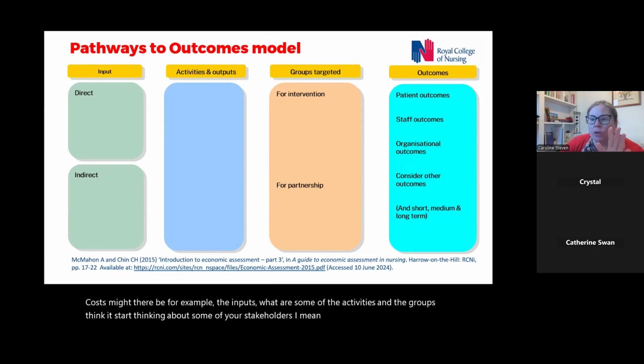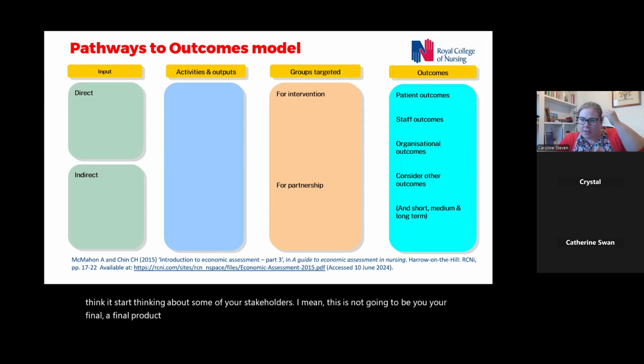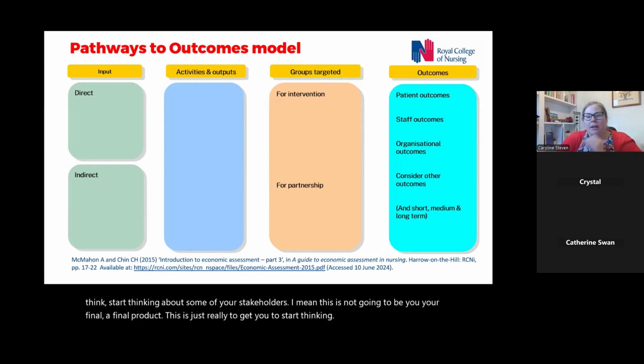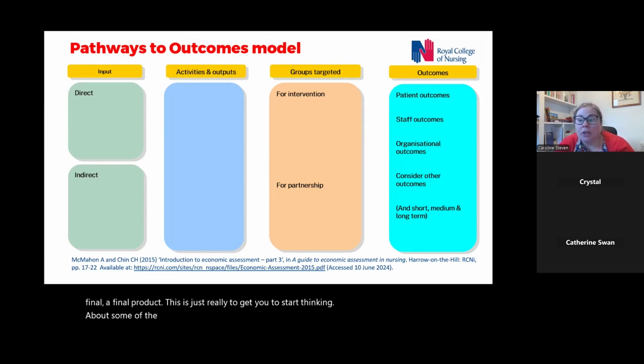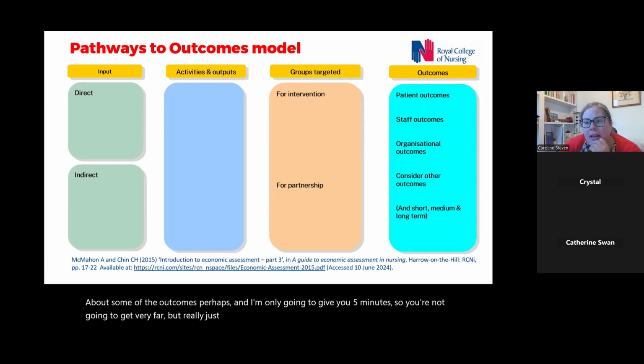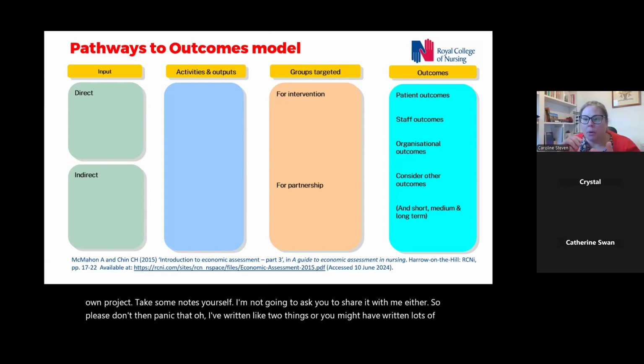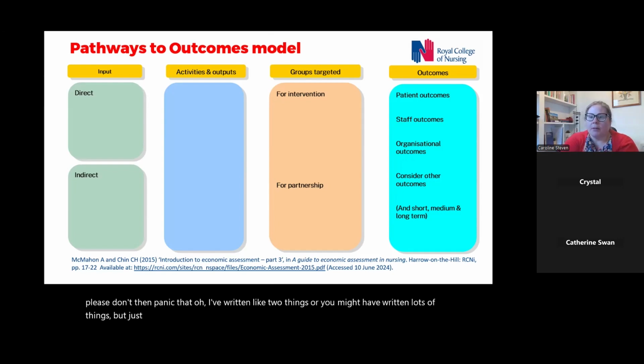This is not going to be your final product. This is just really to get you to start thinking about some of the outcomes, and I'm only going to give you 5 minutes, so you're not going to get very far, but really just use this as a bit of independent time to think about your own project. Take some notes yourself. I'm not going to ask you to share it with me either, so please don't panic that you've written only 2 things, or you might have written lots of things, but just even bullet points of starting to think about some of the outcomes for the area of work that you're thinking about.